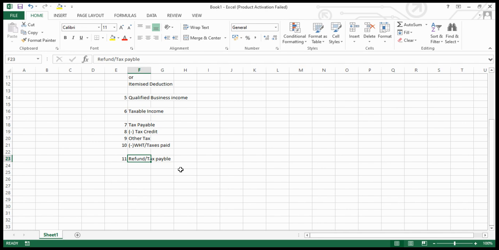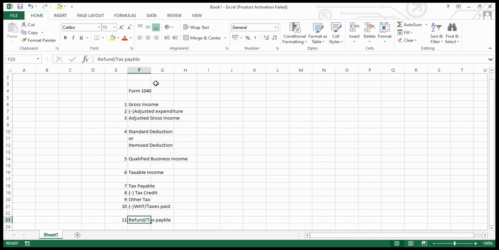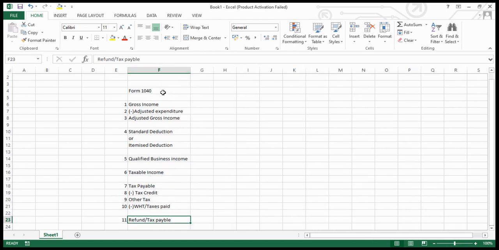So this is the structure we are going to have for the Form 1040. Very simple, straightforward form. You just have to memorize the structure. It will help for our calculations in the future.